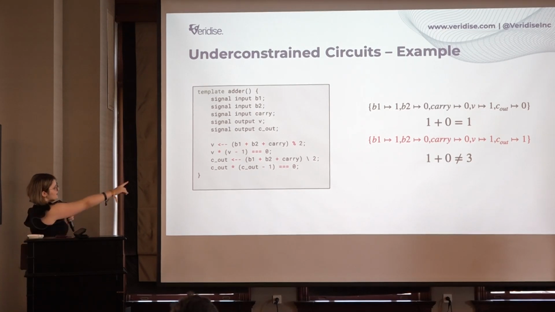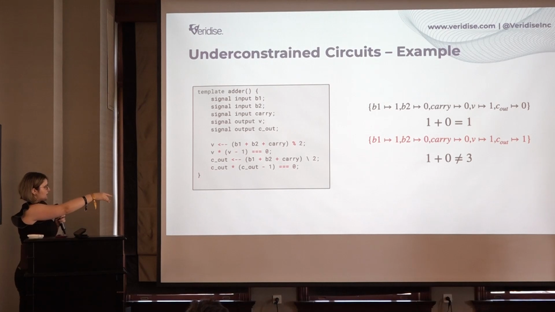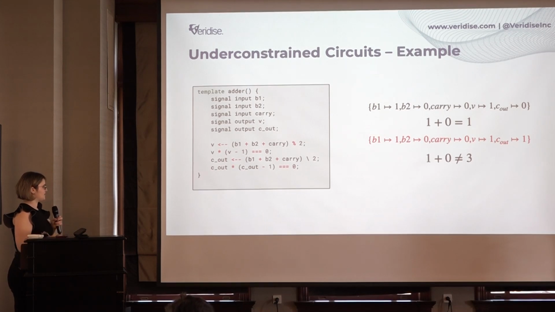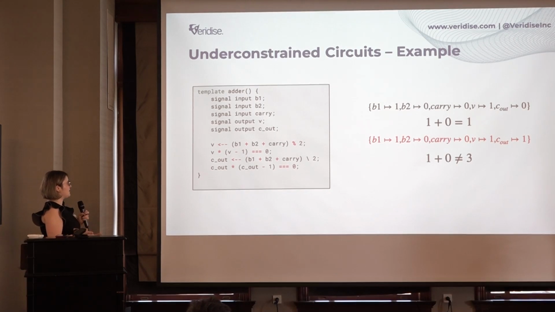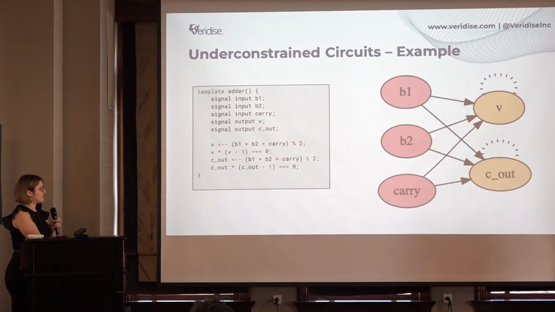There is a mistake on the slide. On the second line, it should be carry assigned to 1 instead of 0. So if we have a binary value 1 and 0 and a carry 1, it means that 1 plus 0 will be equal to 3, which is not correct, right? Because of the carry. So in fact, because we only check the outputs here, we don't check anything about the addition. The addition can be performed incorrectly, and we will be able to trick the verifier to accept incorrect proofs.